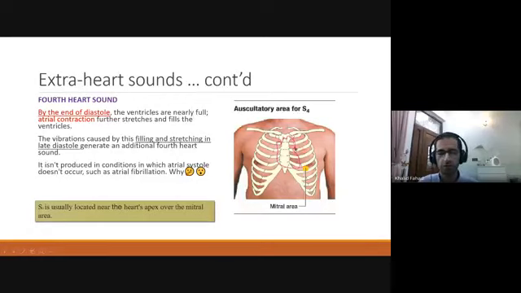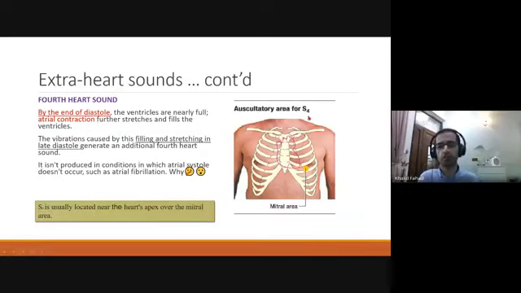Guys, it should be clear now regarding the fourth heart sound, its mechanism of action, and the best site to auscultate for the S4. Keep in your mind, S4 is almost always pathological in comparison to the third heart sound. So whenever you hear an S4, it is usually pathological.